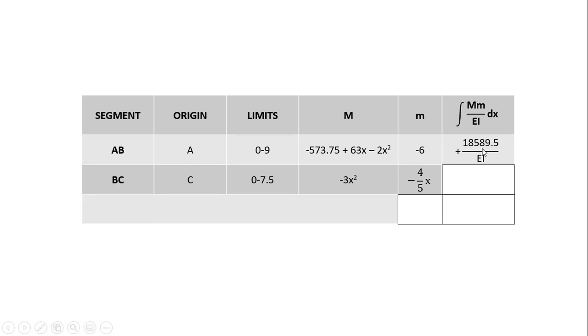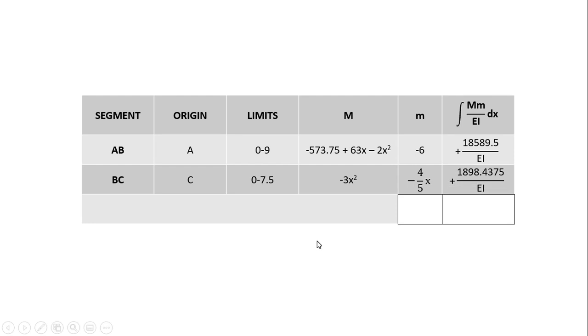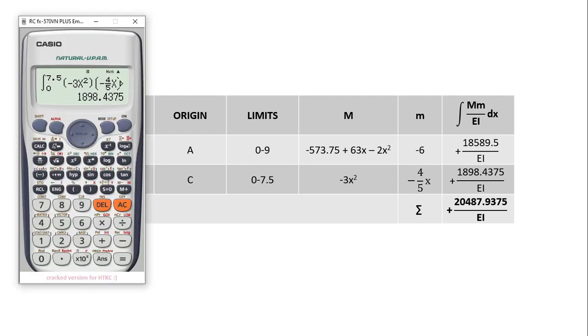Ito po yun. So, sa pangalawa naman, we have what? Integral of negative 3x squared times negative 4/5 x from 0 to 7.5, and that is what? 1,898.4375. Ito po yun. Then sum up natin, we come up to 2,487.9375. This is kilonewton per kilonewton meter cube.